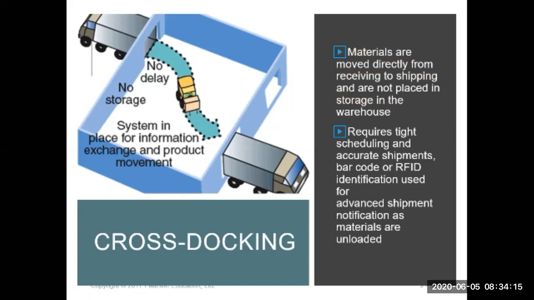In cross docking, you need a very tight schedule when you want to receive the item, and then you have to distribute the item to different places, or to different shipping trucks. So then you need another technology, for example barcode technology or RFID, to identify what product it is and where they want to ship it, so you receive and then ship automatically. No storage.